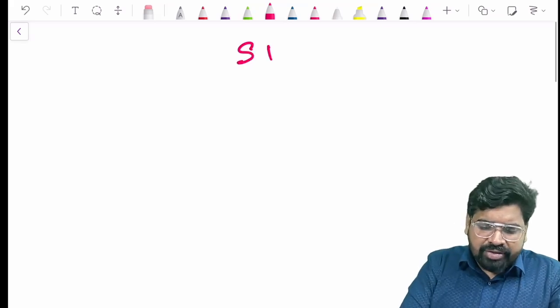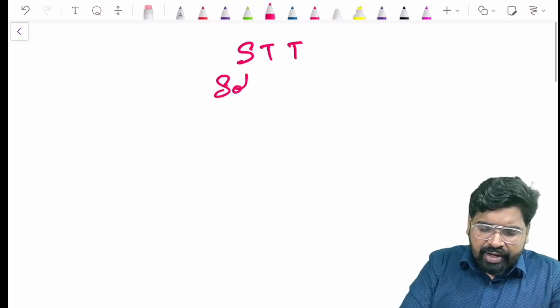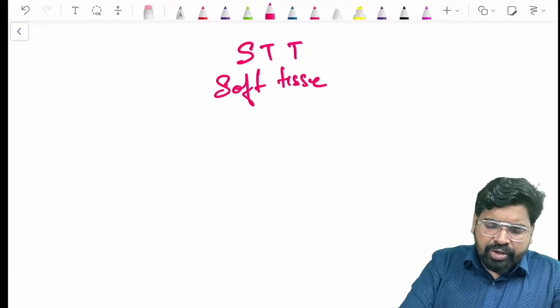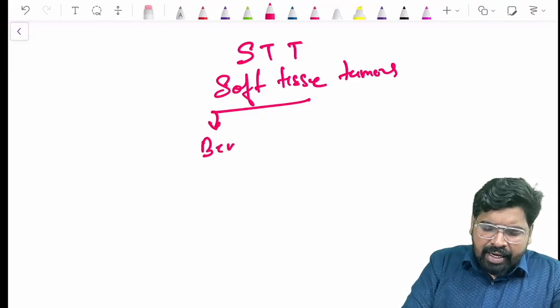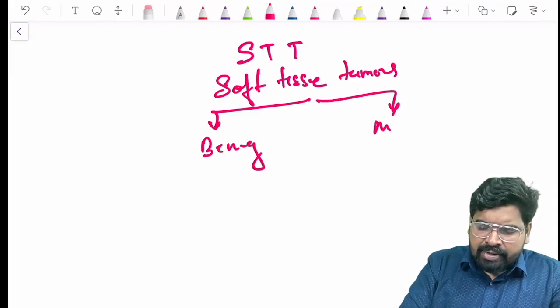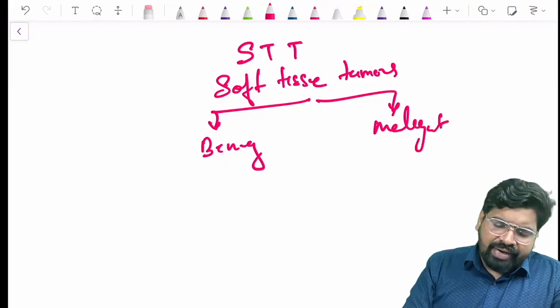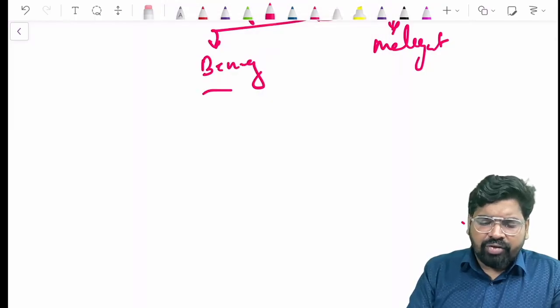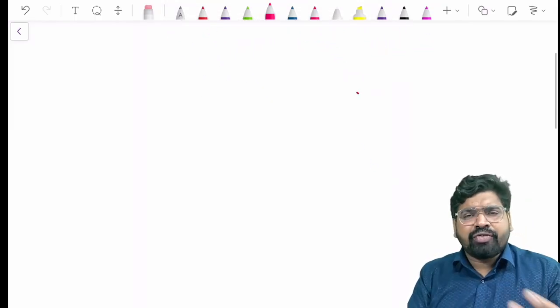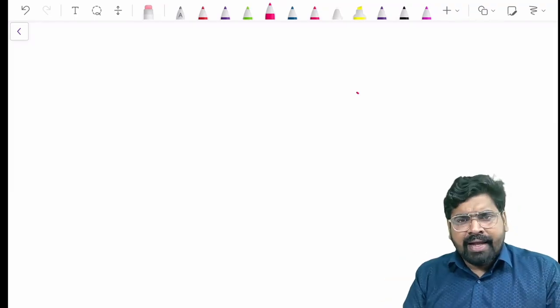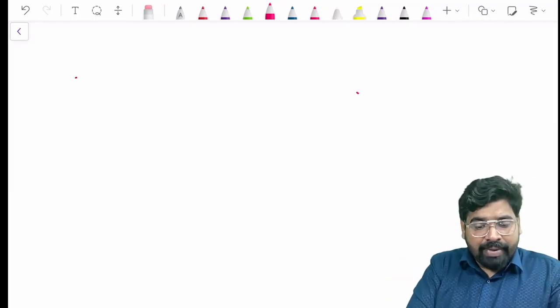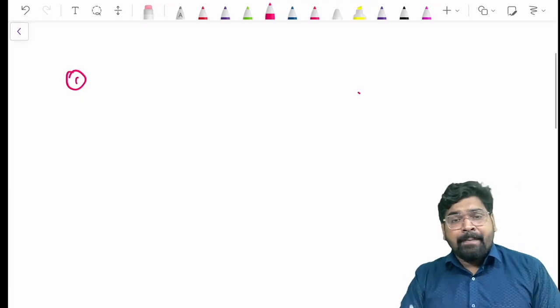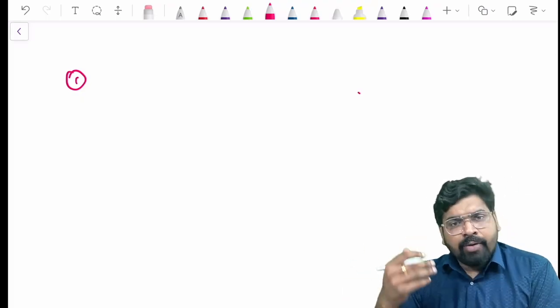So let's come to the soft tissue tumors. Soft tissue tumors are both benign and malignant, right? Out of this we will discuss the benign ones. What do you mean by soft tissue? By soft tissue we mean the connective tissue. In the connective tissue there are so many types of cells, and a tumor can occur in any of these cells.